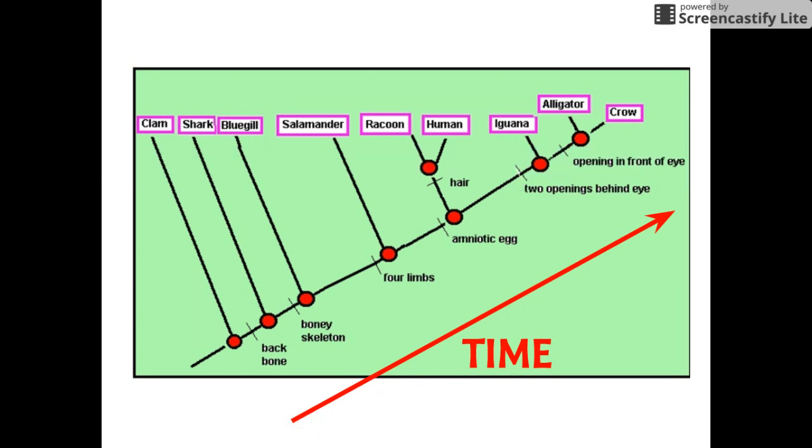And then last but not least is the opening in front of the eye that is only shared by the alligator and crow. So the way we read this is these animals are most closely related in the vertebrate clade, and this clam way over here, he's an outlier. He's in the outgroup. He's an invertebrate. He shares none of the other characteristics other than being an animal.